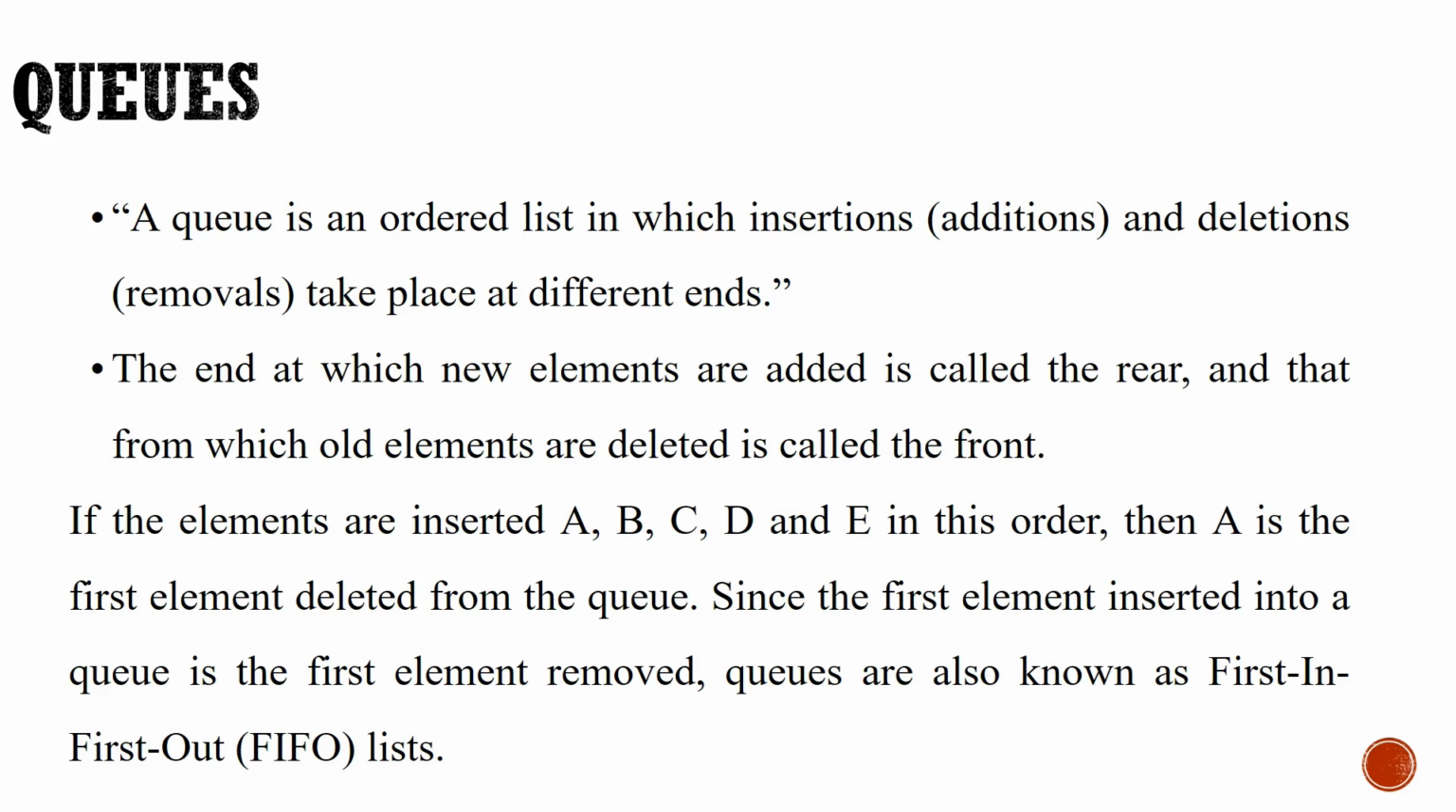The variation is that the first element entered into the queue will be deleted from the queue first. That is, it is also termed a first in, first out list. A stack is last in, first out, where the last to be inserted is the first to be deleted. But in queues, the first to be inserted is the first to be deleted. So it is also termed a first in, first out list or last in, last out list.